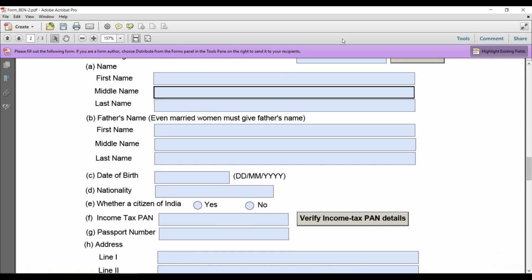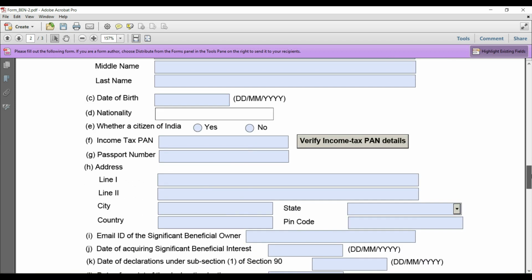We only have to mention these details: first name, middle name, and last name of the individual who is a significant beneficial owner, and his father's name. Even married women must give their father's name. If someone is a married woman, she will not give her husband's name, she will also give her father's name, which is mentioned on the PAN card. Okay, and the date of birth, nationality, Indian or foreign. Whether it's a citizen of India, if yes, then yes, otherwise no. Okay, income tax PAN number, and then click on the verify button.